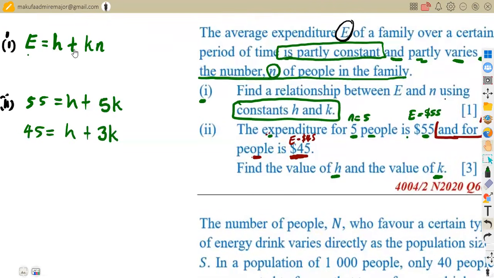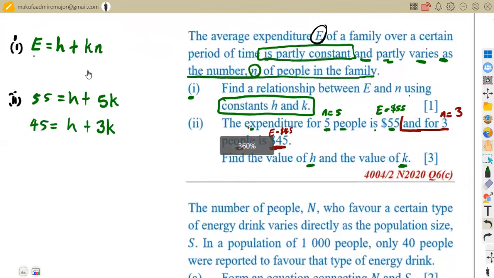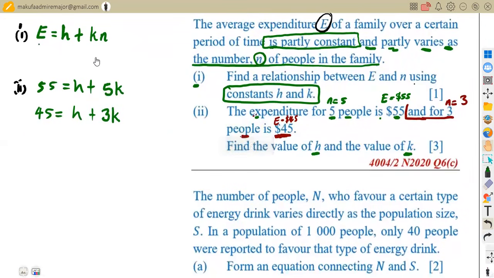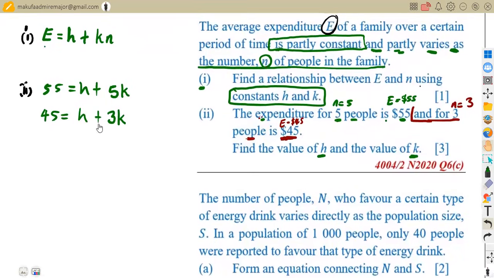That is where variation ends. Variation ended. The variation part, whether it's partial or direct, ended at this part. That is where our variation ended here. The rest is no longer about variation. Here we are talking about how you are putting these values, it's substitution. You need to understand the topic of substitution of values, how to just substitute values.